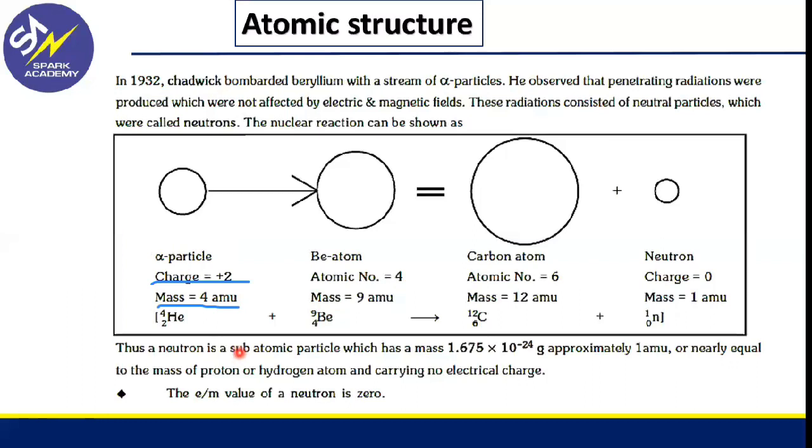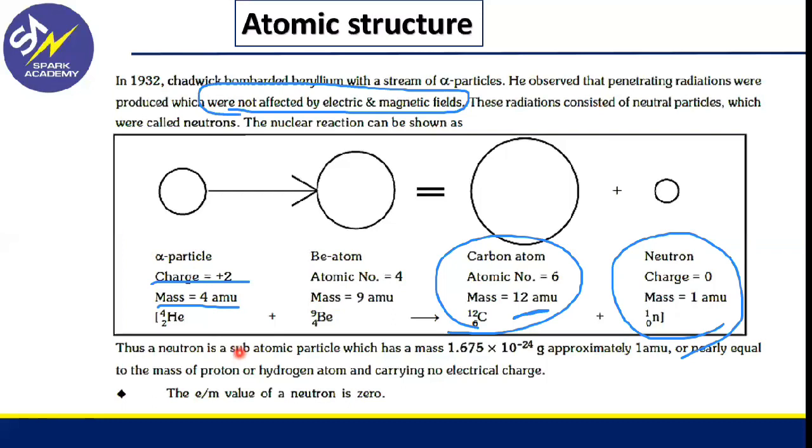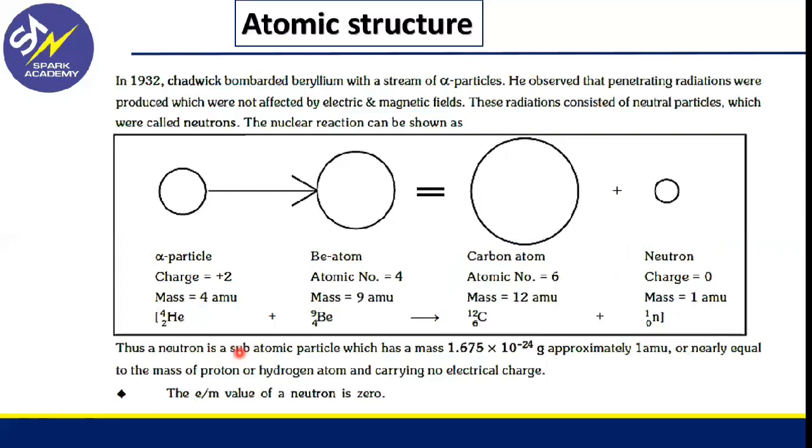When this was bombarded, you got a carbon atom with atomic number 6, and they got something called a neutron, which showed a mass of 1 AMU. 1 AMU means a mass similar to the proton. He observed that the radiations which were generated were not affected by electric and magnetic fields. That means they consist of neutral particles without charge. That is why they are called neutrons.